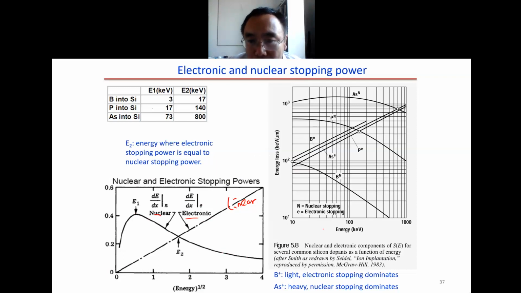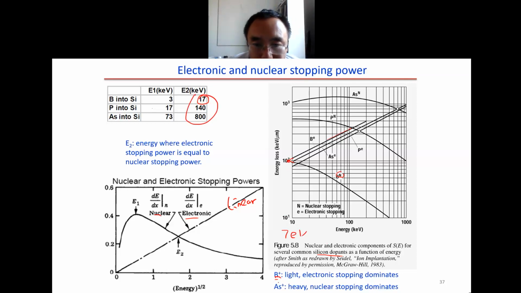So here is the nuclear and electronic component for the dopants in silicon. So we have the arsenic. For example, for the boron, boron is light, electronic stopping dominant. For the boron, electronic stopping is here. This one. The nuclear stopping is here. You can see the electronic stopping is always higher than nuclear stopping. So the crossover happens at 17 electron volts, but actually you can see in this drawing, those two cross here, maybe 7 electron volts. So the number here is a little bit different from the number here.